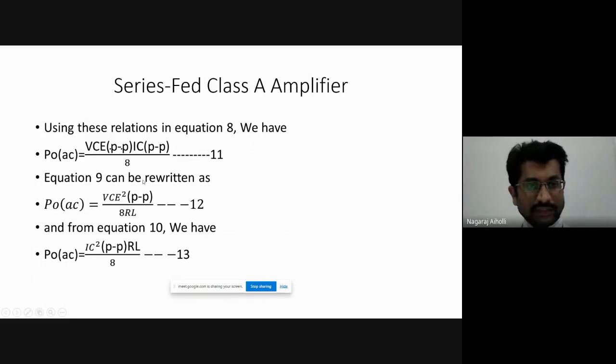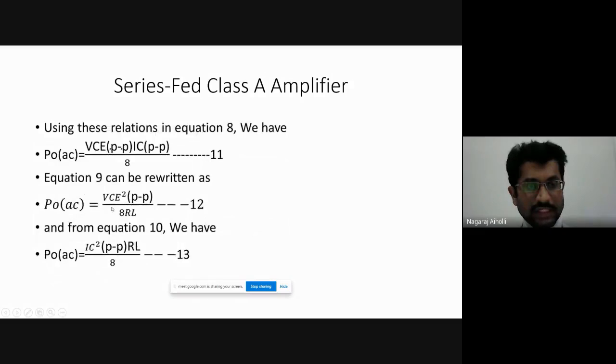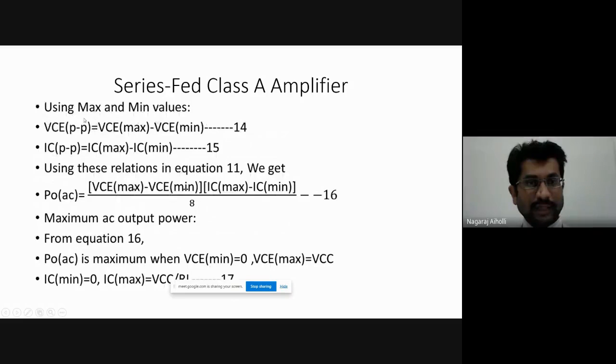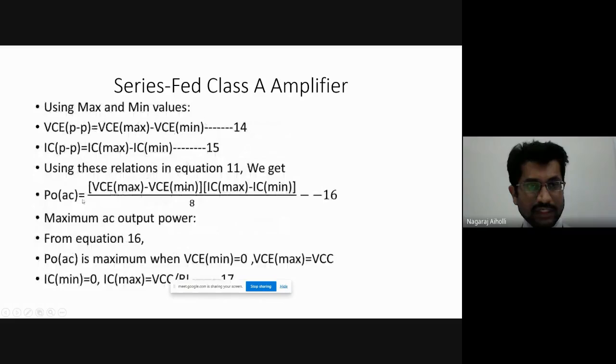Then again, the equation is rewritten, equation number 9, this equation, right? By substituting in terms of peak to peak voltage and peak to peak current, we get P naught AC is equal to VC square peak to peak by 8 RL, and P naught AC is equal to IC square peak to peak into RL by 8. Then later we consider the maximum and minimum values, that is VC peak to peak as VC max minus VC minimum, IC peak to peak as IC max minus IC minimum. Then we substitute this in the basic equation number 8. After substituting that, we get the equation as P naught AC is equal to VC max minus VC min into IC max minus IC minimum, divided by 8.